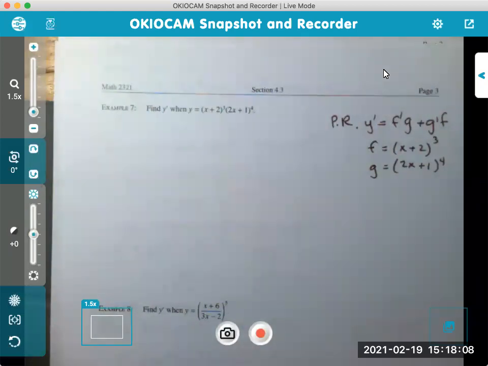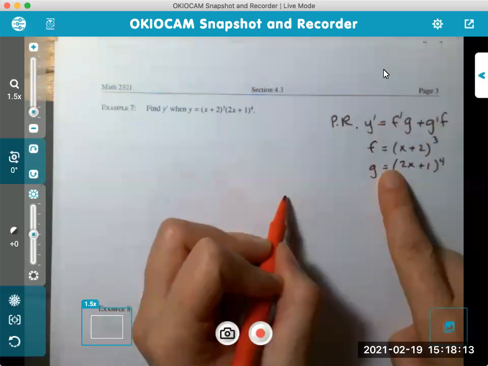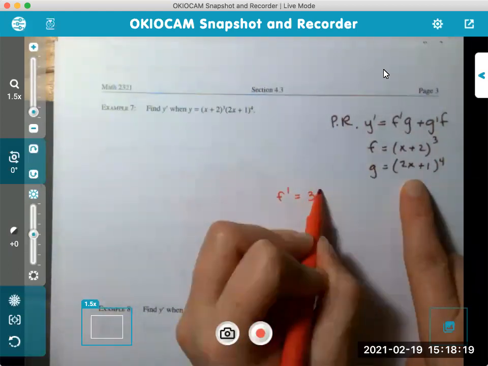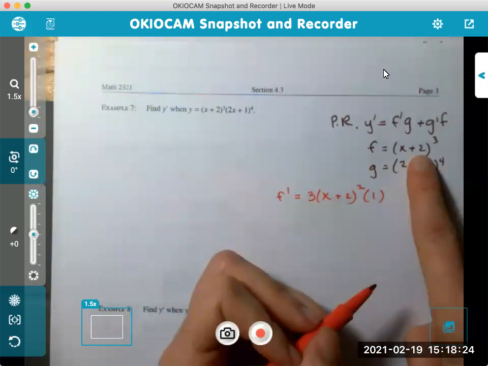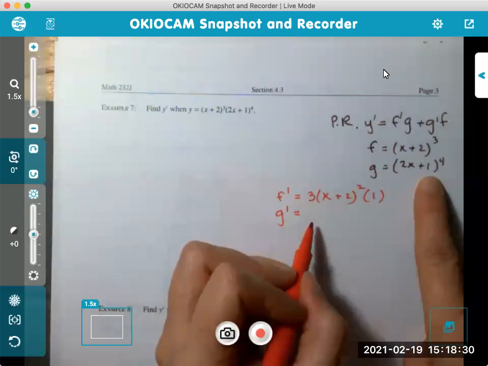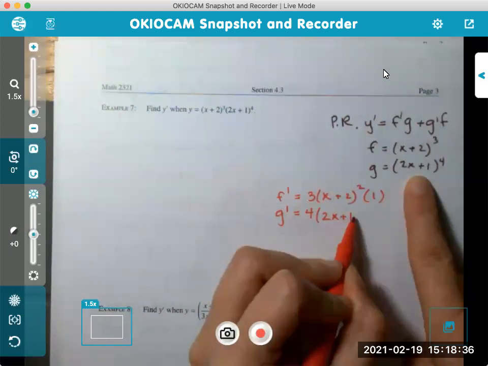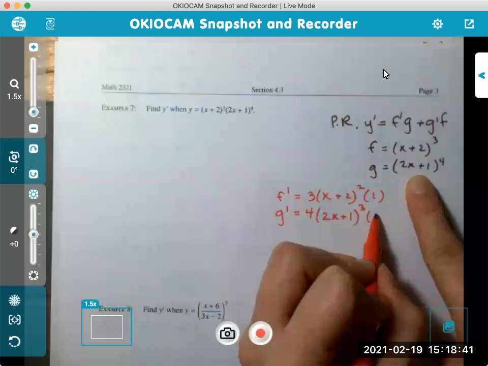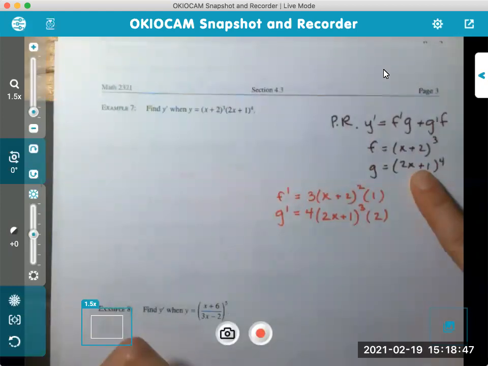Okay, so you're back. If I keep going with the pattern of just finding f prime, g prime, and fitting it all in here, we see that f prime is 3 times x plus 2 squared, and then technically times 1 because that's the derivative of the inside. And then g prime equals, remember we're just doing power rule first, so the 4 pops down, repeat the inside. Now the exponent drops by 1, and take the derivative of the inside, which is nice because my finger's already pointed right there, which is just 2.